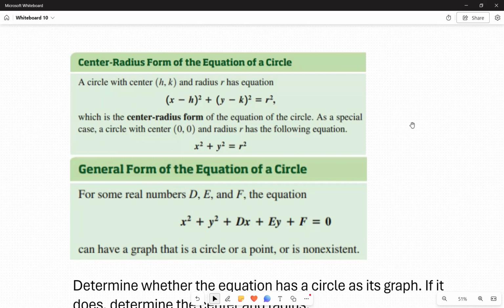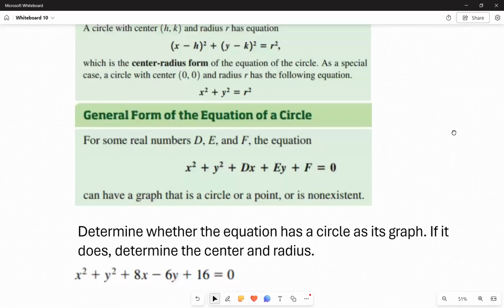When you FOIL the (x minus h) squared and (y minus k) squared and group like terms, you get an equation like the one in the general form. Now, this equation may not necessarily represent a circle. It may be a point if the radius in the center radius form is 0, or it may not have a representation on the coordinate system if the radius is negative.